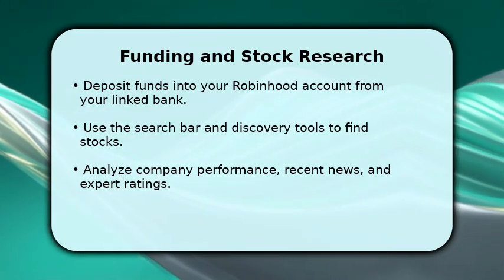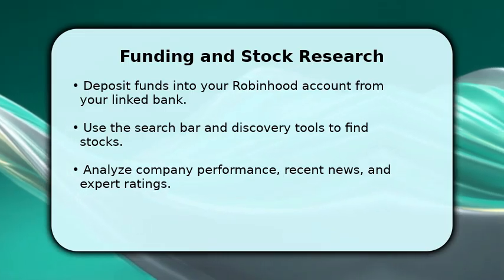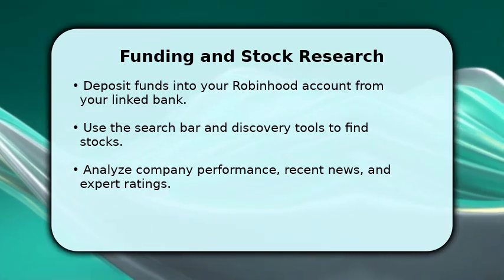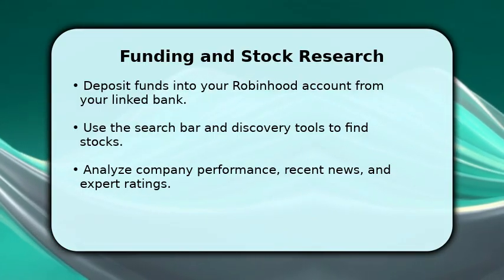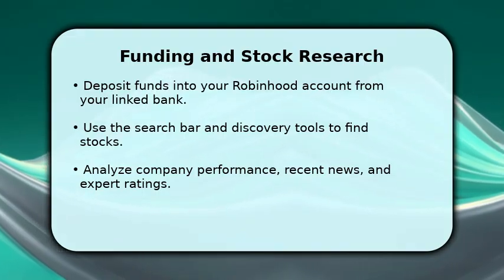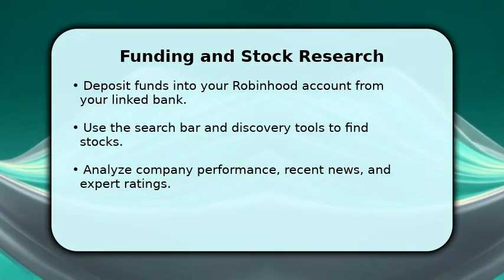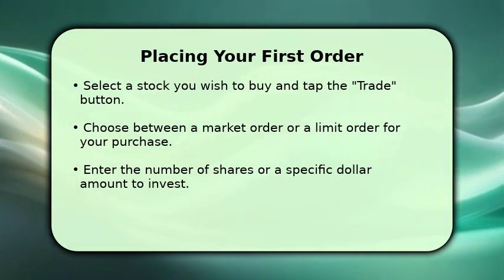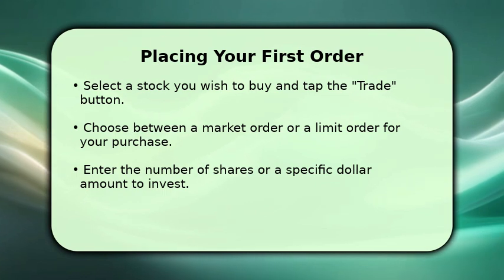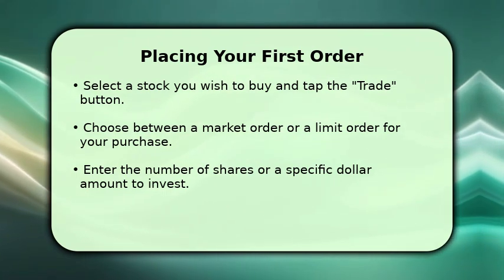Use the search bar to find specific companies or browse through discovery tools to uncover new stocks. Take time to research company performance, recent news, and analyst ratings to make informed decisions. Once you've identified a stock you want to buy, tap on it and then select the Trade button. You'll then choose your order type.